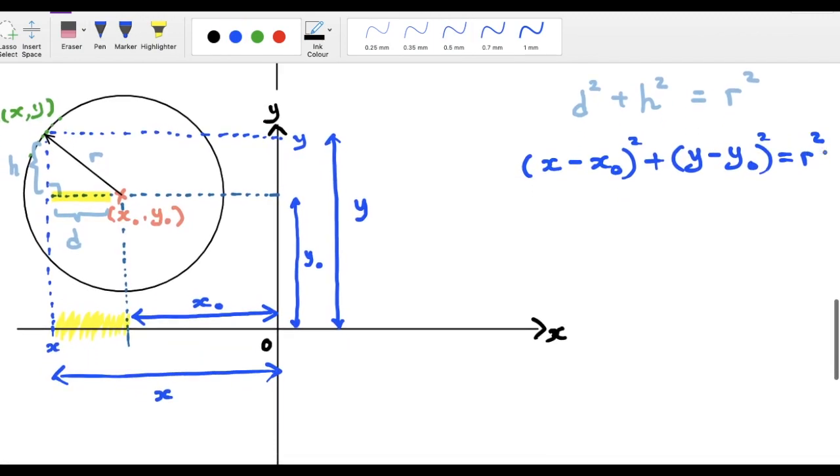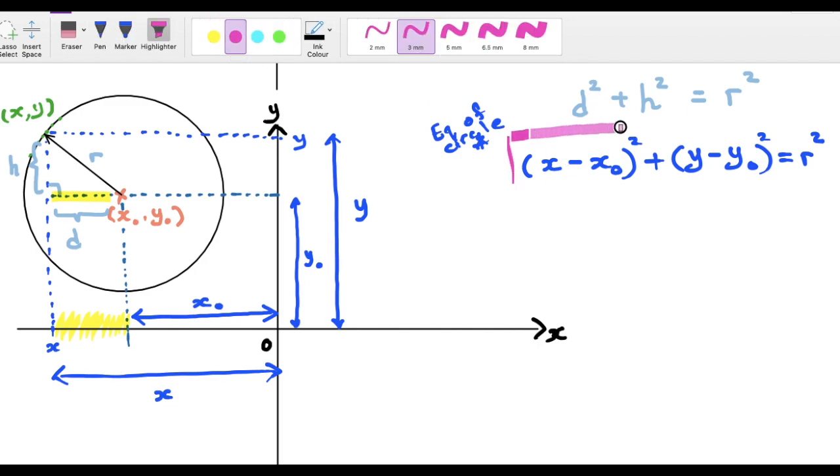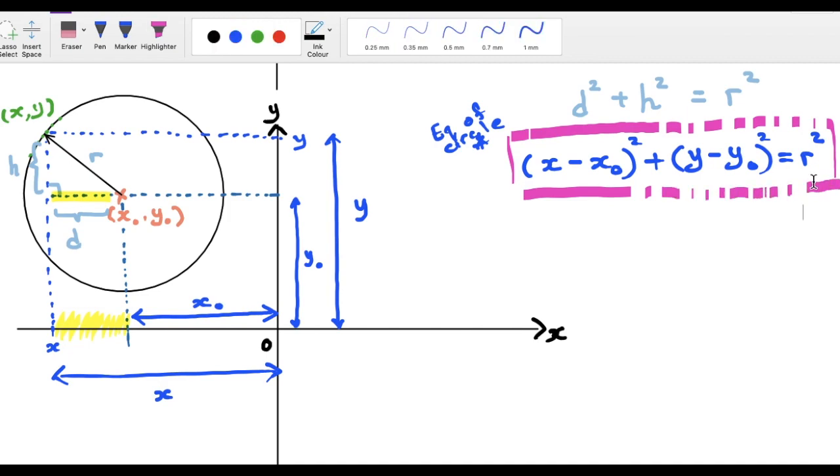Equals R squared. So this is the center of the circle, the fundamental thing of a circle, the general equation for a circle. For any equation related to a circle, there's no XY term, and the coefficients of X squared and Y squared will always be the same. That is how to differentiate a quadratic equation from the equation of a circle.